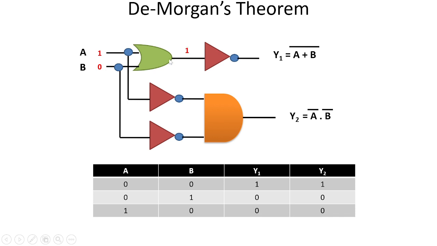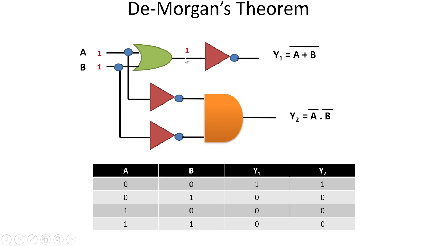This again makes the output of the OR gate 1, the NOT gate as 0, and then again here we can see the input of the AND gate, one of the input is 0, so output will be 0. So again we see in this particular combination, the outputs Y1 and Y2 are again same.